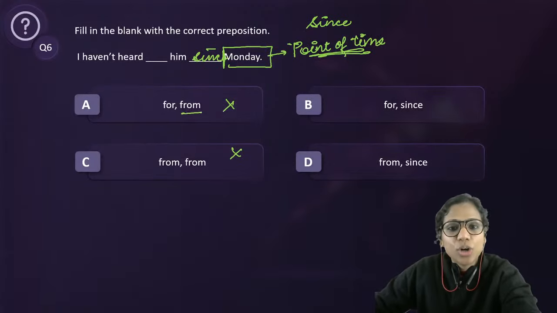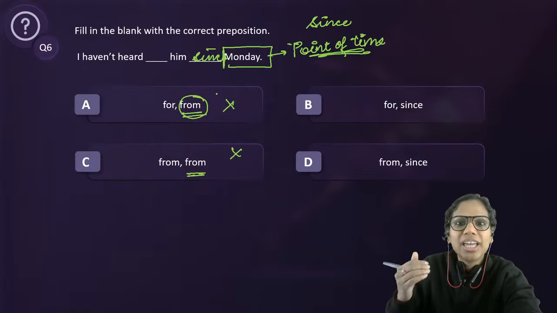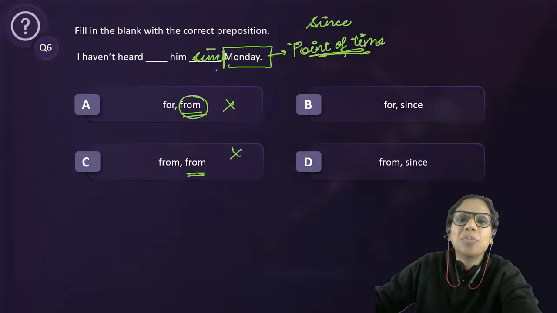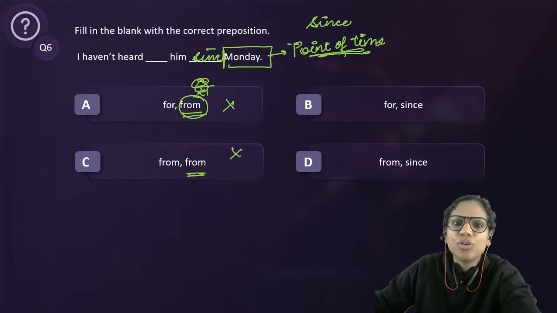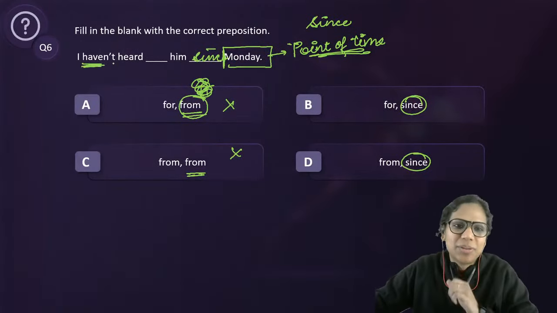Eliminated. Now, a lot of students say A or C here because of "from". Now, again, that's a translation. हम ये सोचते हैं हिंदी में कि मंडे से नहीं मिले, so we think that okay, from Monday is something that should come here because of "se". But no, that's not how you should look at it. Since is the preposition for mentioning a point of time when something hasn't happened since that point of time.